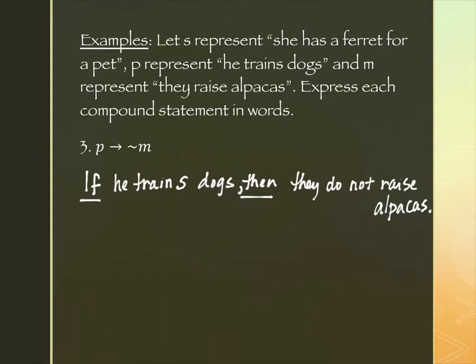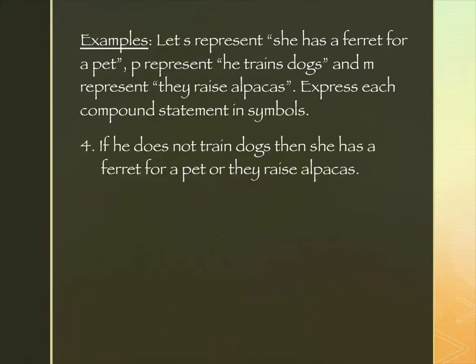Okay, is that right? So we're taking symbols, we're writing them in words. And then we're going to do the reverse of that. We're going to take words and write them in symbols. Same words: S is she has a ferret for a pet, P is he trains dogs, and M is they raise alpacas. It says, if he does not train dogs, so here's my if, and here's my then. And the statement that starts out is right here, if he does not train dogs. So, what will I write at the beginning of my conditional symbols?